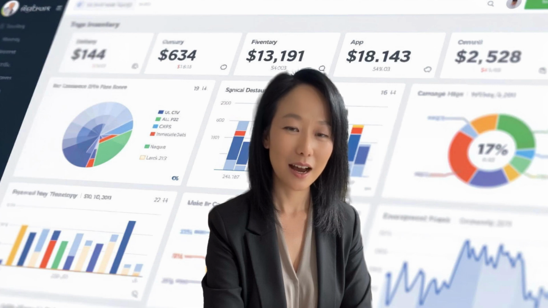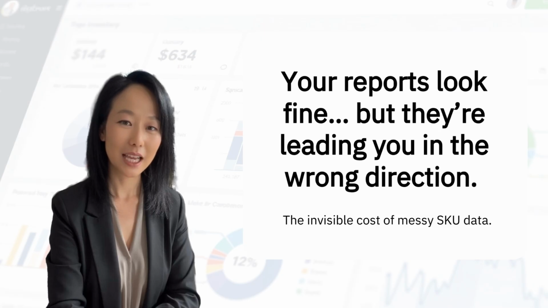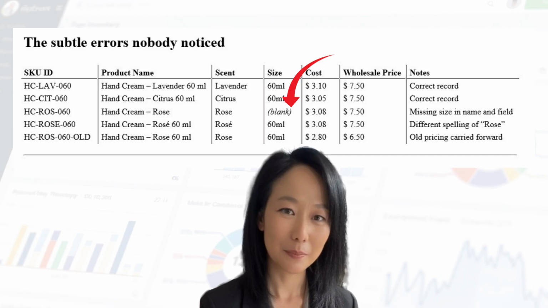Your reports look fine, but they're leading you in the wrong direction. If your product and vendor data is a little messy under the hood, every dashboard, KPI, and forecast you use gets distorted. What looks like precision is often just a polished illusion, and it quietly drains profit. Here is a simple example.